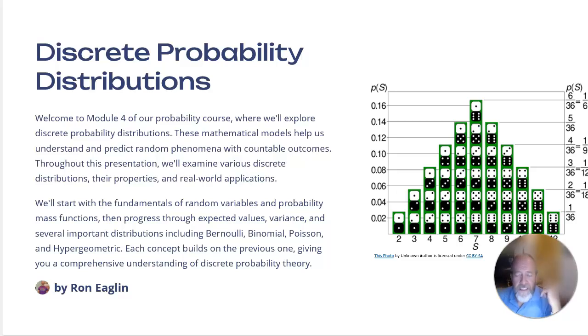I'm Dr. Ron Eglin. This is EGN3443, Probability and Statistics for Engineers. And we're in Module 4, and we're starting to get into the probability distributions. And right now we're going to be talking about discrete probability distributions.